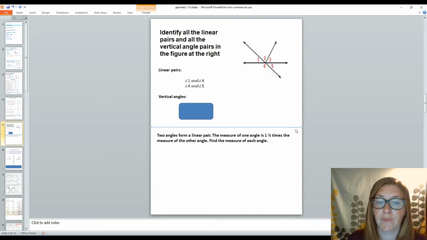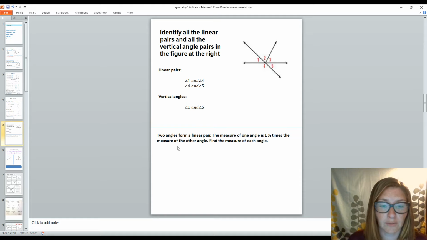Now vertical angles. Remember, vertical angles are across from each other like a crisscross, and they have the same value. So let's look at angle 4. Is angle 4 across from 2 and congruent? The answer is no. What about 4 and 3? Again, still no. They do not have the same value. But what about 1 and 5? They are across from each other and they are congruent. So we only have one pair of vertical angles here.